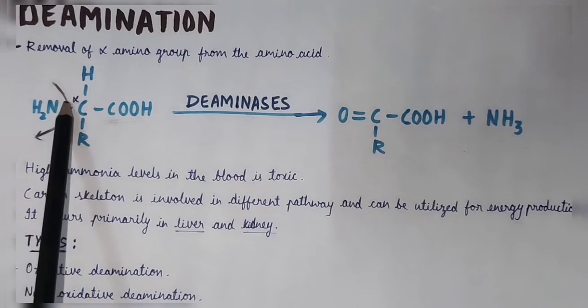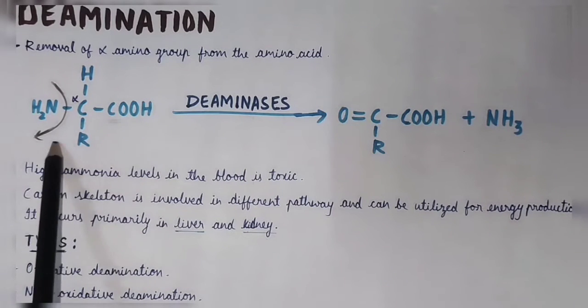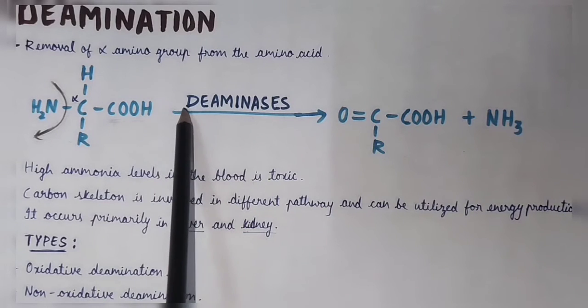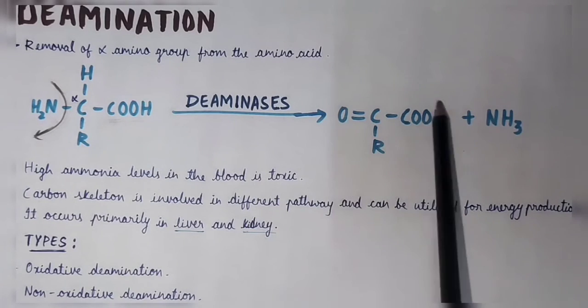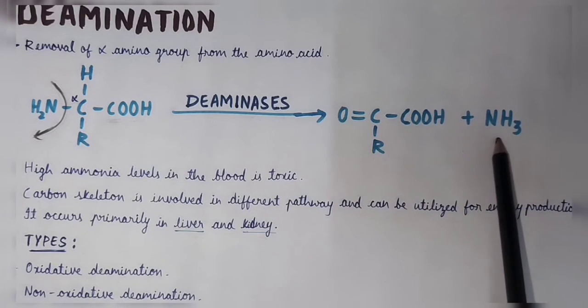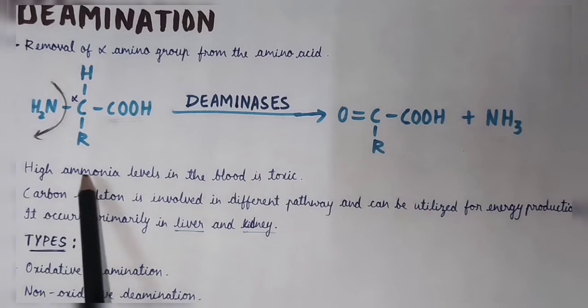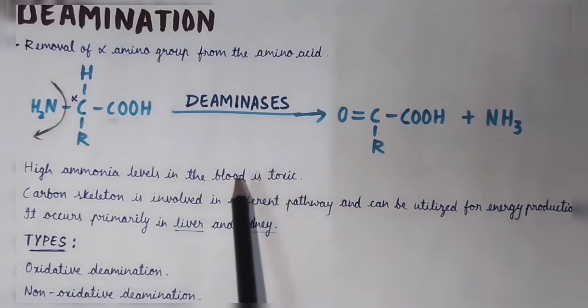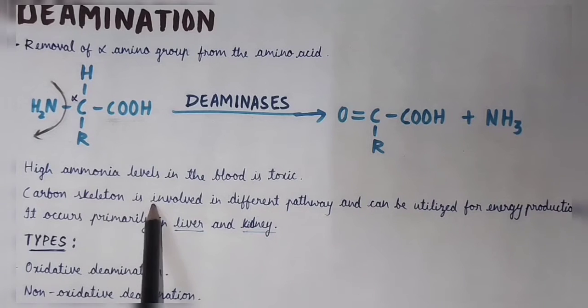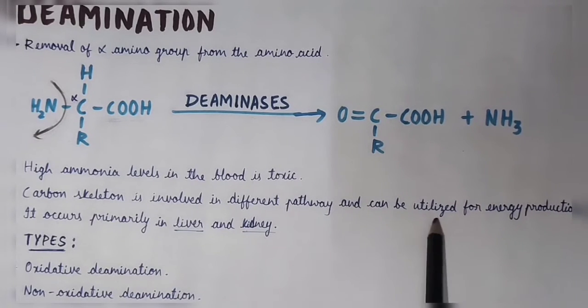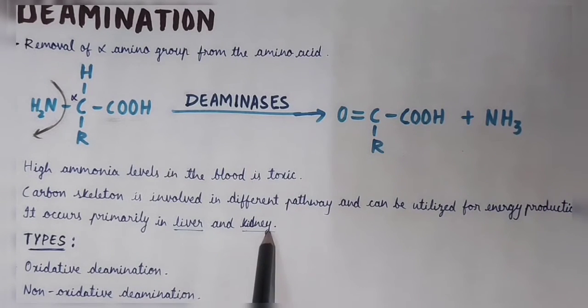The removal of alpha amino group from the amino acid is called deamination, which is catalyzed by the enzymes deaminases, which form the corresponding keto acids, and free ammonia is liberated. High ammonia levels in the blood are toxic, which will be discussed in the next topic. The carbon skeleton is involved in different pathways and can be utilized for energy production. It occurs primarily in the liver, and to some extent in the kidney.